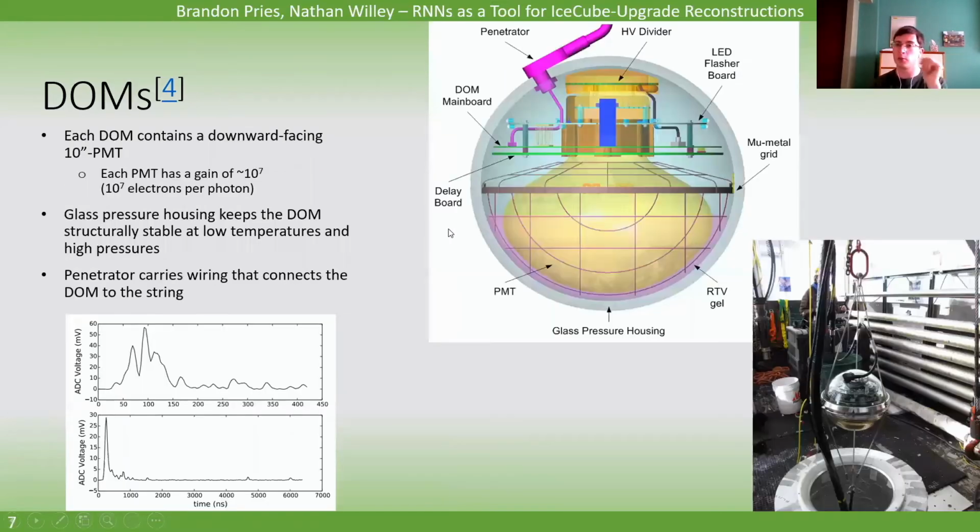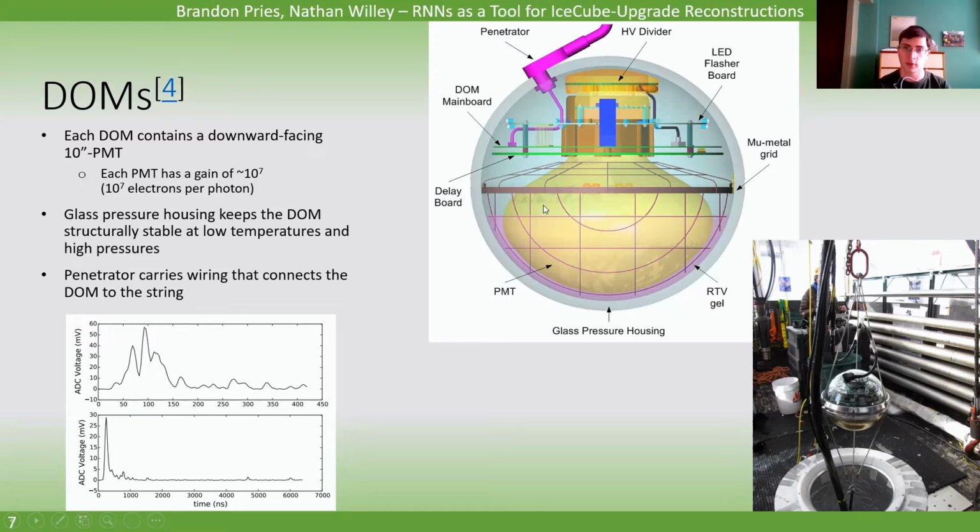So to go into a little bit more detail about the DOMs, each DOM contains a downward facing 10-inch PMT with a gain of approximately 10^7. The glass pressure housing around the outside keeps them structurally stable at the low temperatures and high pressures that you'd find under 1.5 kilometers of ice. And the penetrator up here at the top carries all of the wiring that connects the DOM to the string.